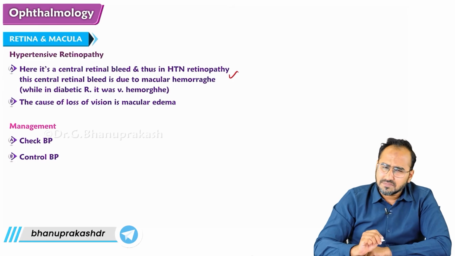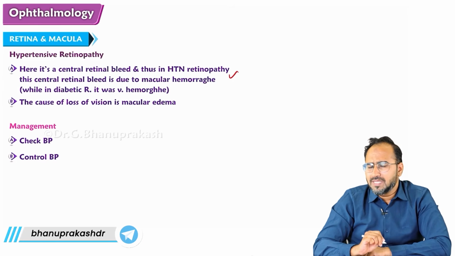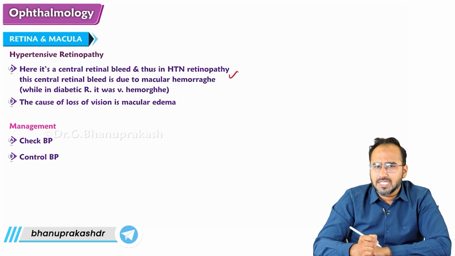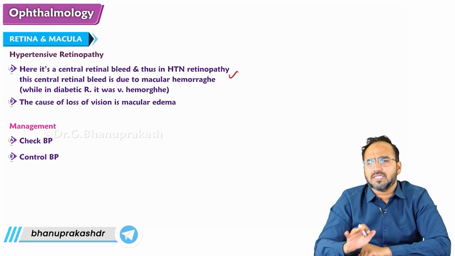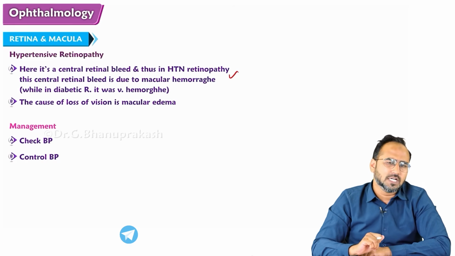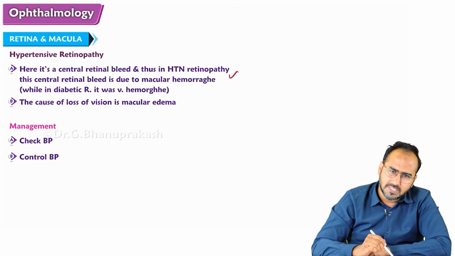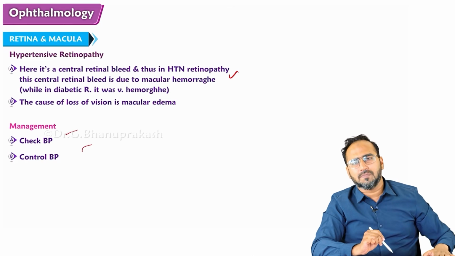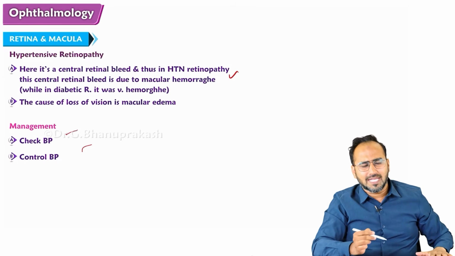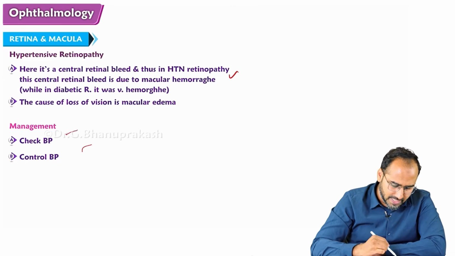So look over here. How will you manage hypertensive retinopathy? It's very simple, guys. You check the BP and manage the BP. The retinopathy changes can be easily reversed back to normal, right? So the management of hypertensive retinopathy is to check the BP and control the BP by giving antihypertensive medications.